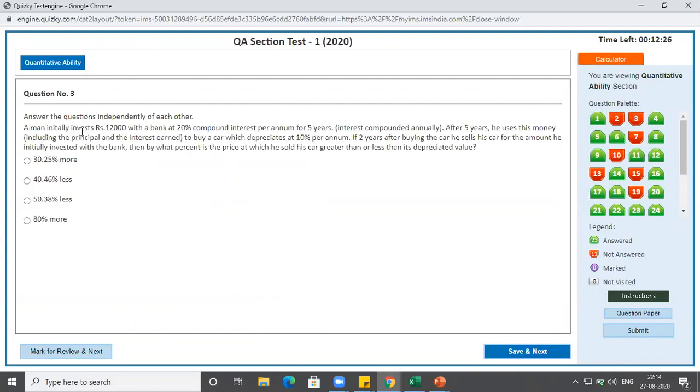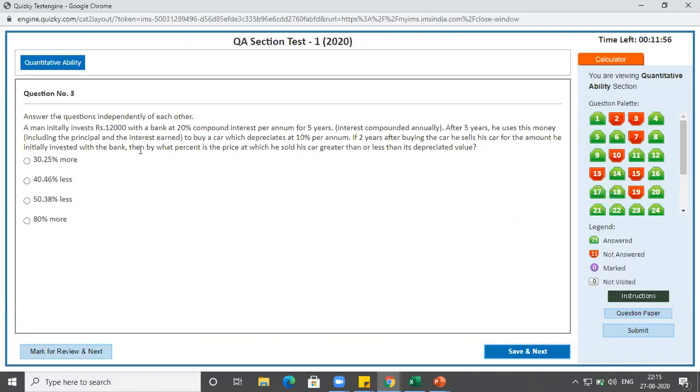So question number 3. A man initially invests rupees 12,000 with the bank at 20% compound interest per annum for 5 years. Interest compounded annually. After 5 years, he uses this money, okay, compound interest लगाया मैंने. Formula लग जाएगा, including, okay, to buy a car. जो मेरा पैसा बन गया 5 साल बाद उससे मैंने गाड़ी खरीदी जो 10% per annum पे depreciate हुई. 2 साल के बाद after buying the car, he sells his car for the amount he initially invested with the bank. Okay, तो loss bear किया होगा उसने. By what percent is the price at which he sold his car less than the depreciated value?